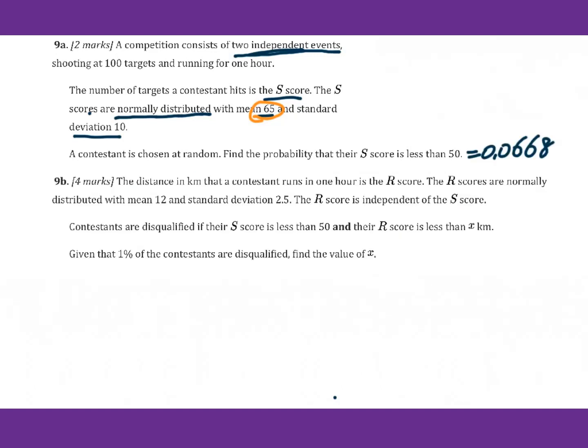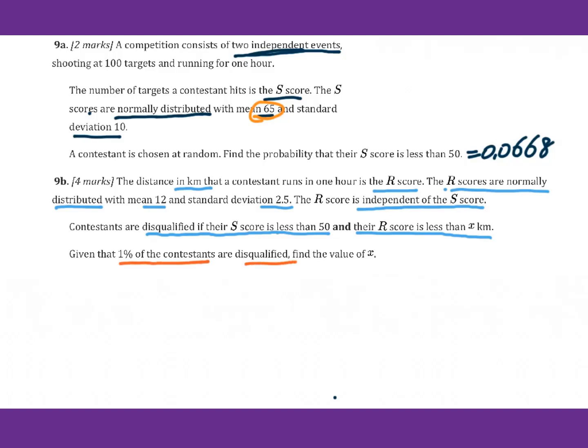Let's go to 9b. The distance in kilometers that a contestant runs in 1 hour is the R-score. The R-scores are normally distributed with the mean 12 and the standard deviation 2.5. The R-score is independent of the S-score. Contestants are disqualified if their S-score is less than 50 and their R-score is less than X kilometers. Given that 1% of contestants are disqualified, find the value of X.